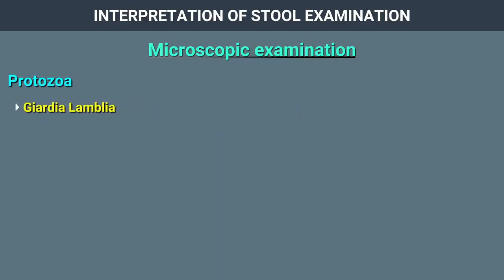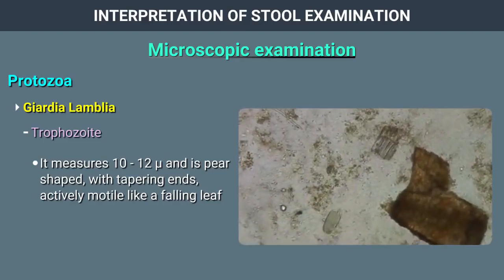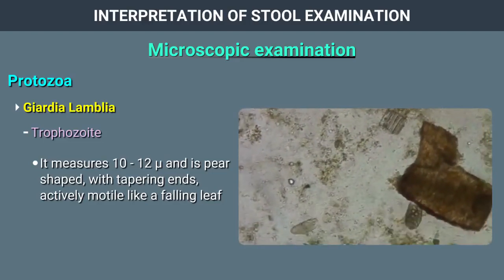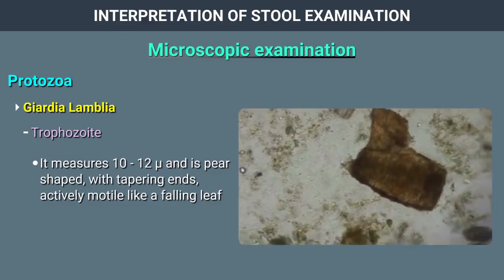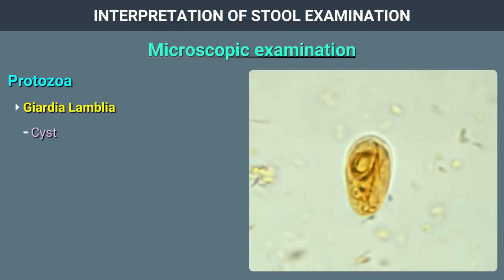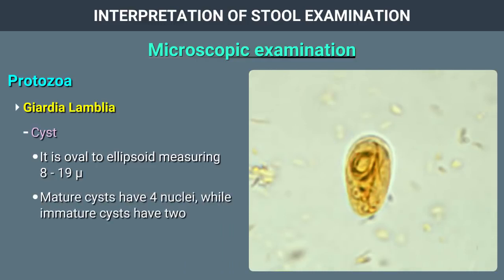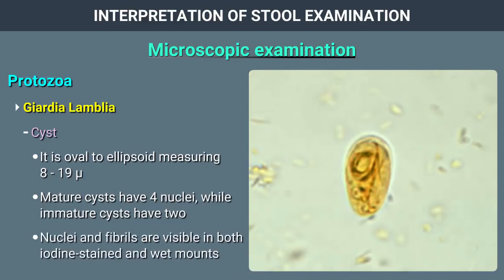Giardia lamblia, trophozoite, measures 10 to 12 micron. It is pear-shaped with tapering ends. It is actively motile like a falling leaf and has 2 centrally placed nuclei and uniform granular cytoplasm. Cyst of Giardia lamblia is oval to ellipsoid in shape, measuring 8 to 19 microns. Mature cysts have 4 nuclei, while immature cysts have 2. Nuclei and fibrils are visible in both iodine-stained and wet mounts.